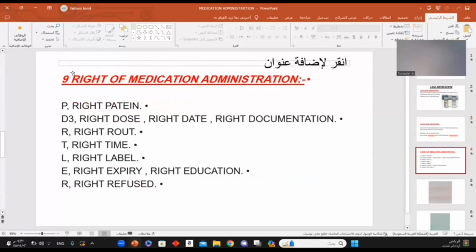Okay. We have nine rights of medication administration: right patient, right dose, right date, and right documentation, right route, right time, right label, right expiry, right education, and the last one, right to refuse.